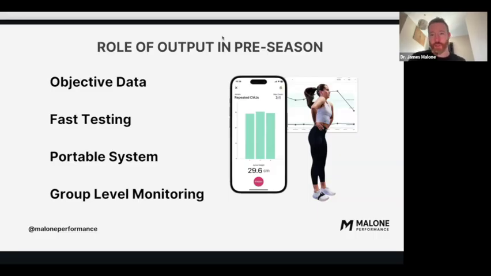And I think this is where we've seen a shift now in terms of things like invisible monitoring, as it's called, and using technology such as output, where we can derive really quick, objective data using portable systems at a group and individual level. So for me, this is where output comes in super handy in pre-season, is being able to get these insights repeatedly and be able to make action points off the back of it as well.